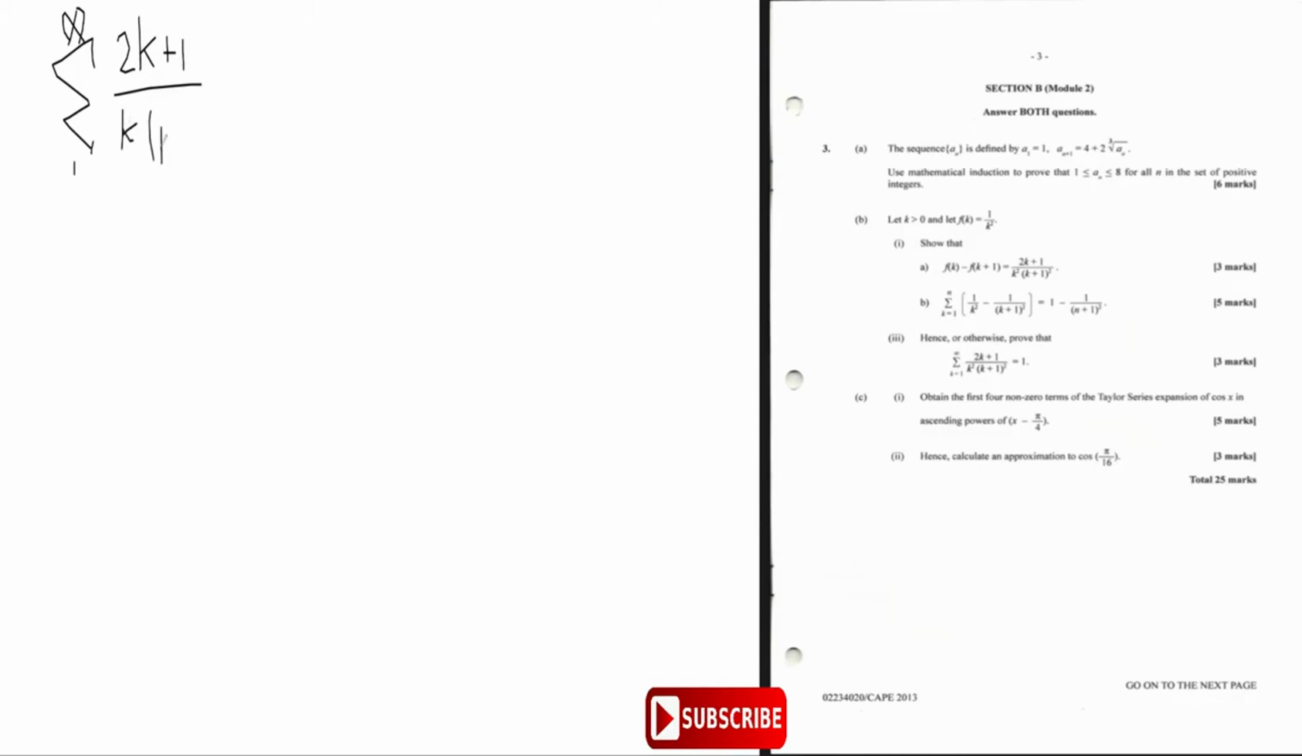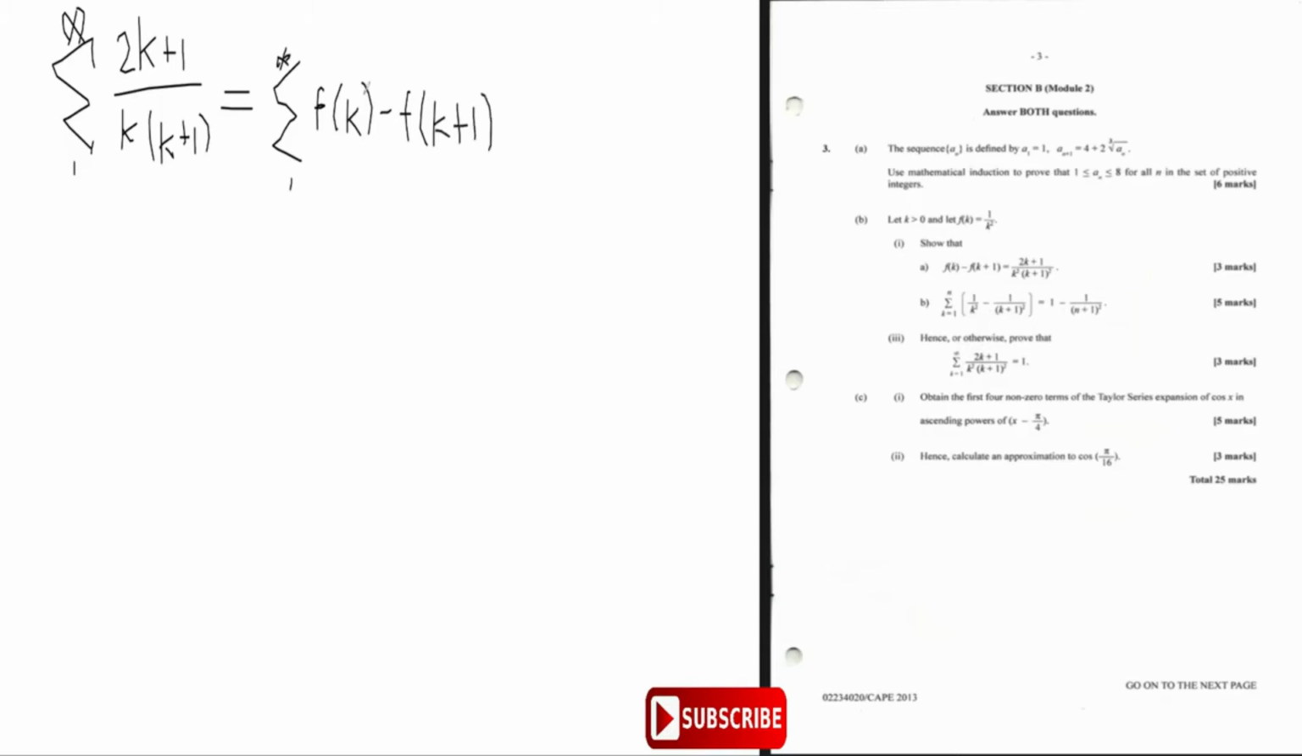But the only little trick is that the sum from 1 to infinity of this, we have to realize that this is just the sum from 1 to infinity of f of k minus f of k plus 1. That's the only little trick. So this is just the sum from 1 to infinity of f of k minus f of k plus 1. That's the only little trick.